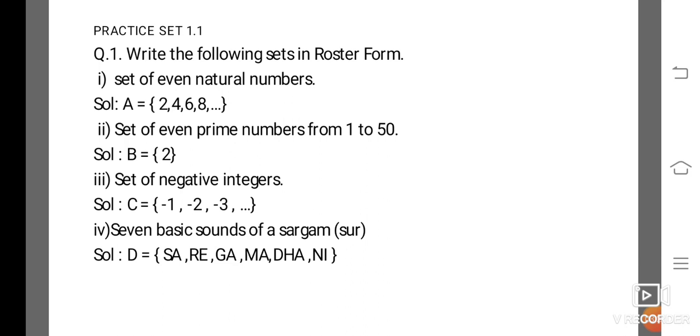Third, set of negative integers. C is equal to curly bracket -1, -2, -3 and so on. Fourth, 7 basic sounds of a sargam. So we call it D is equal to sa, re, ga, ma, pa, dha, ni. Now sa, re, ga, ma, pa, dha, ni, sa. So that sa is repeated. So we take only sa one time.